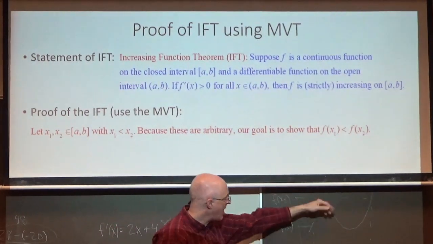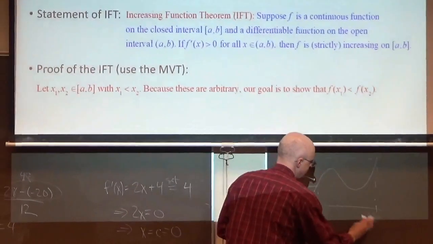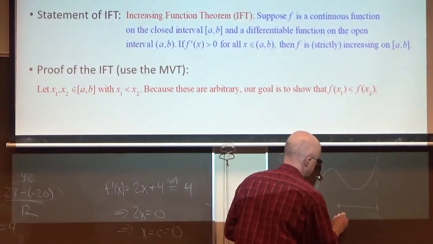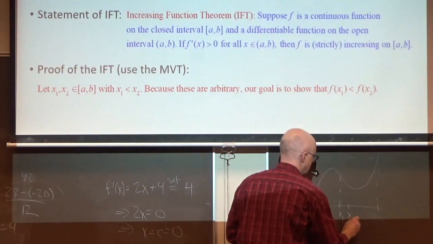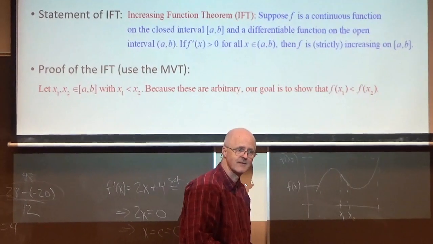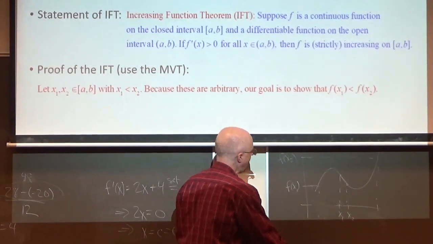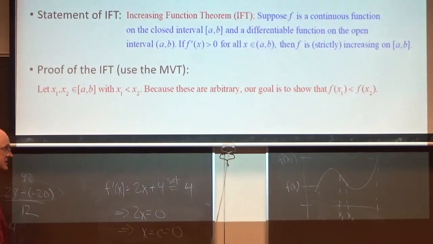Because if it did go back down like this, if this were the graph, you would be able to find different x1 and x2 where the function values do not satisfy this inequality, like here and here, because over this interval the function is decreasing. So it's the fact that they're arbitrary that allows this to be a worthy goal that finishes the proof.